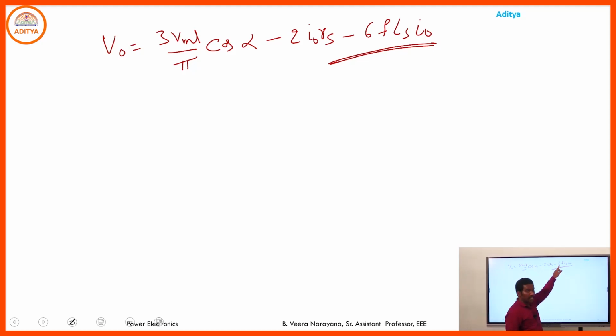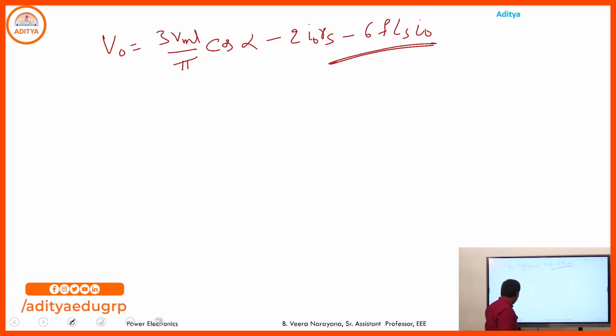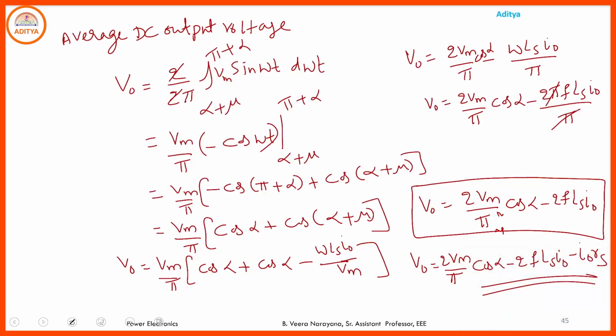Why we consider the 6 here: the 3-phase full wave converter is a 6-pulse converter. For completion of one full wave in the source, we get 6 pulses in the output voltage. Hence we write 6 f Ls into I naught. Whereas in the single phase full wave converter, for completion of one full cycle, we have 2 pulses in the output voltage. Hence we write 2 f Ls I naught. This is the last topic of the second unit, the effect of source inductance on the performance of full wave converters, either single phase full wave converter or 3-phase full wave converter.